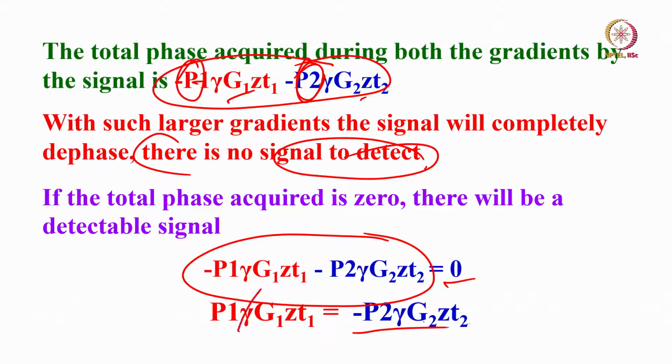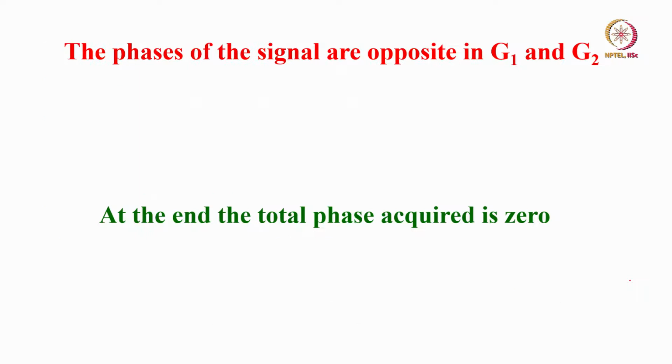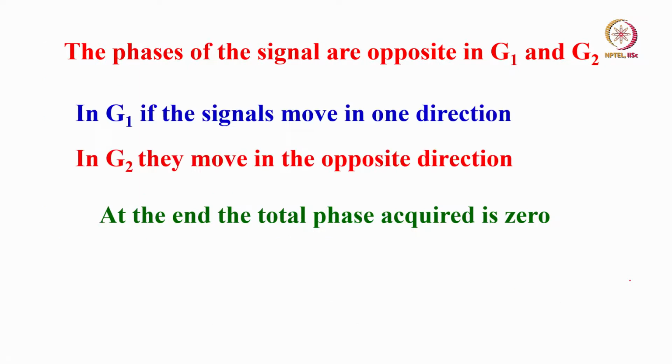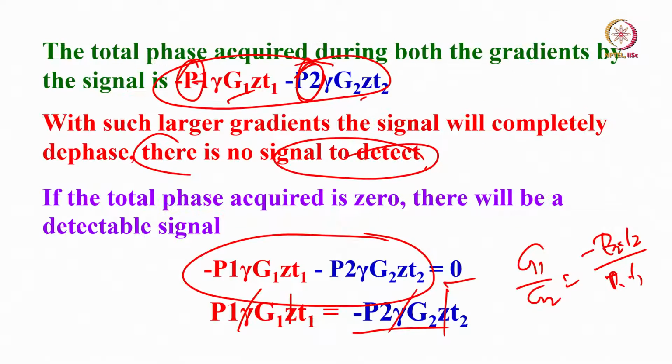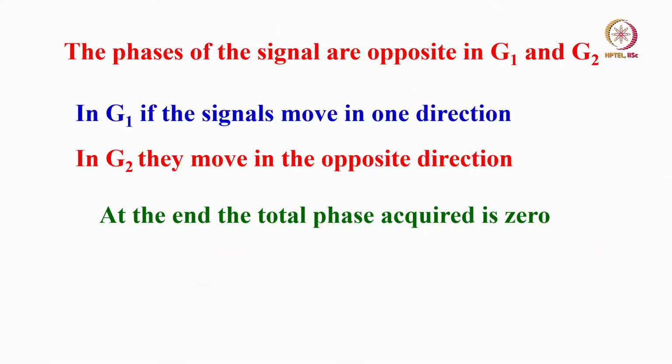Now, gamma for the homonuclear gets cancelled out, z you can cancel out. So, what you are going to get is G1 by G2 equal to minus P2 into T2 over P1 into T1. That is what you are going to get now. So, the phase of the signal we got are opposite in G1 and G2.